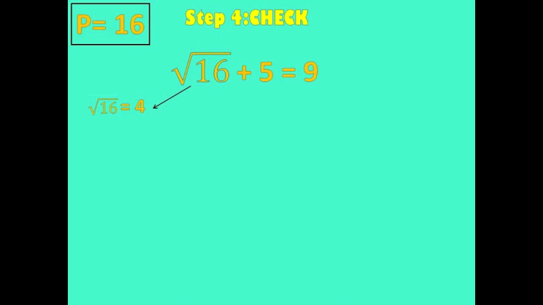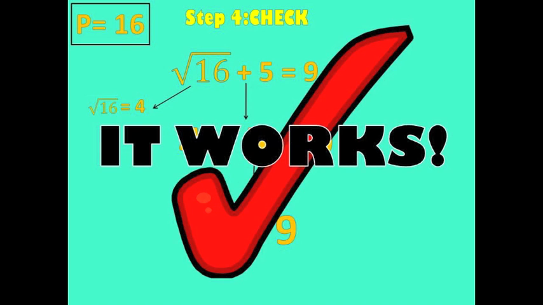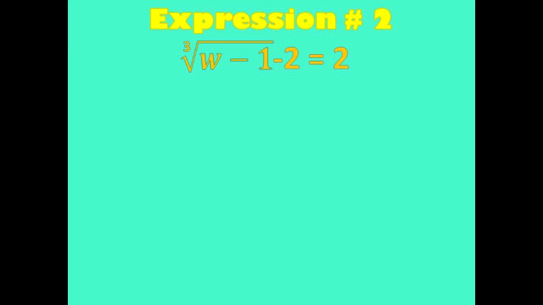Now the last step is to check your answer. Putting 16 in as p, you would get 4 plus 5 equals 9. 9 equals 9. Since 9 equals 9, your expression is correct. Now expression number 2.